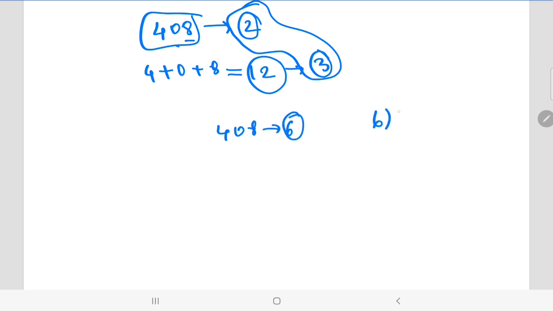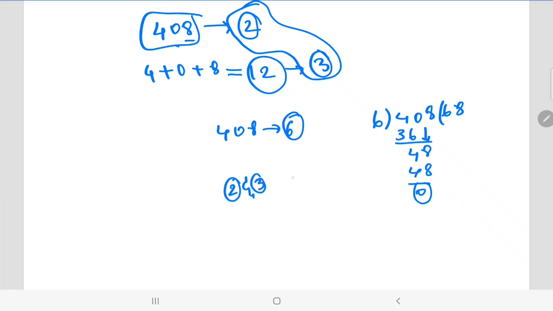Let us see whether it is true or not. 6 6s are 36. 8 6s are 48, and the remainder is 0. So whenever any number is divisible by both 2 and 3, then that particular number is also divisible by 6. This is the divisibility rule for 6.